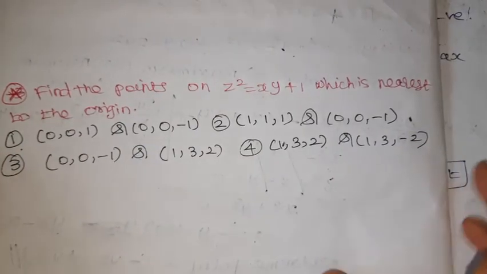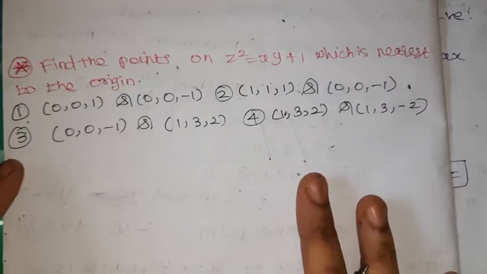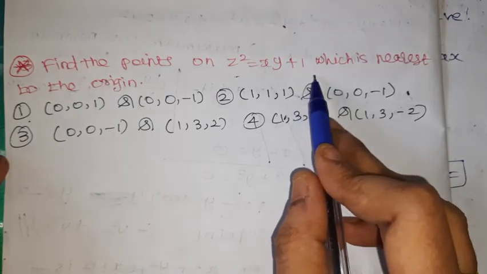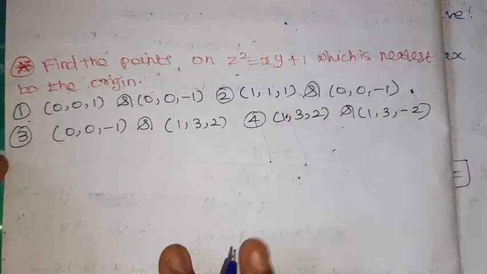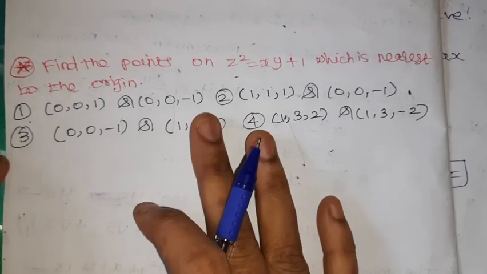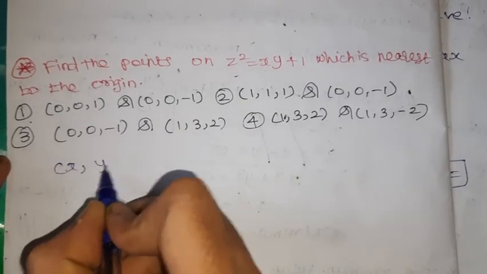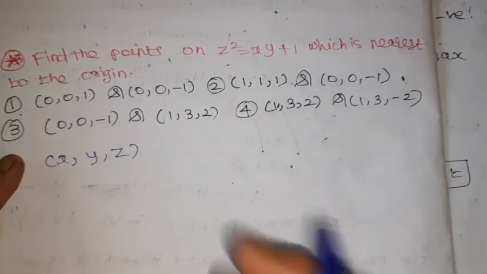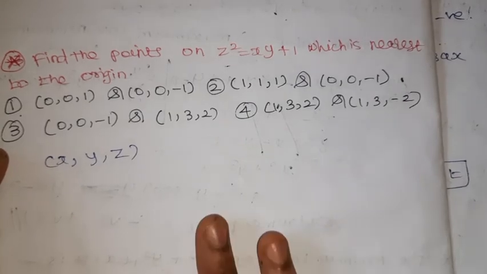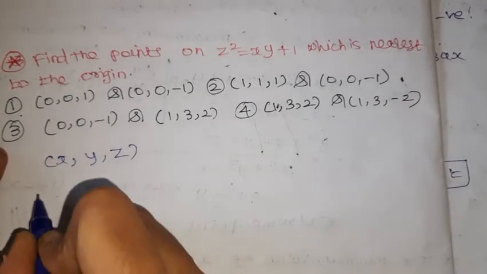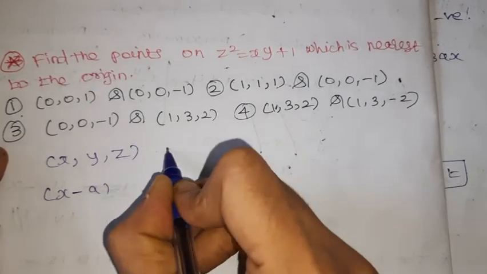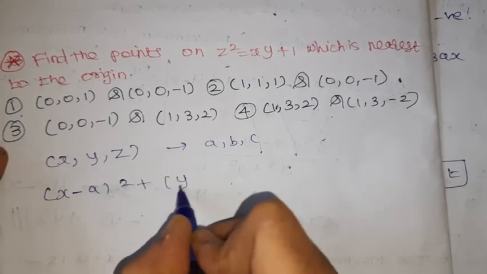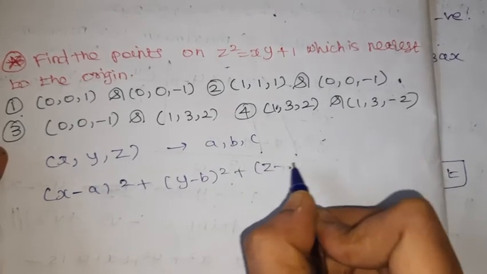Then we'll move on to the final problem. This is the final problem in this method. Find the points on z squared equal to xy plus 1 which are nearest to the origin. We have to find the points x, y, z such that the distance from the origin is minimum. So we have to find the minimum of this distance. With respect to A, B, C, the distance is x minus A the whole square plus y minus B the whole square plus z minus C the whole square.